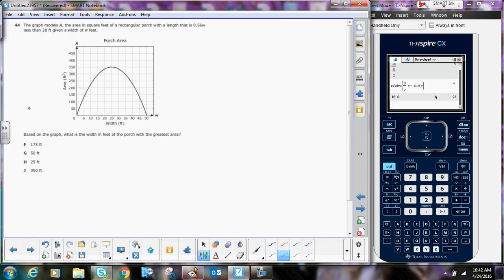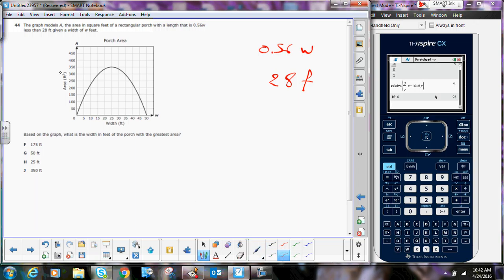Now, the graph models A, the area in square feet of a rectangular porch with a length of 0.56 W less than 28 feet with the width W. Okay. So based on the graph, what's the width in feet of the porch with the greatest area?